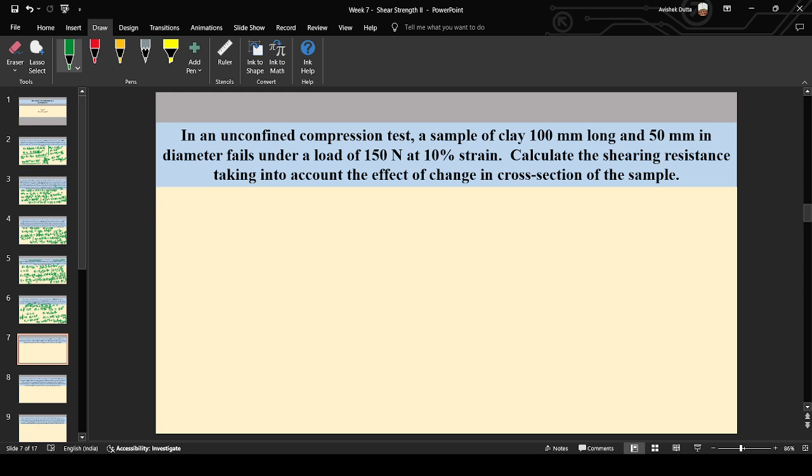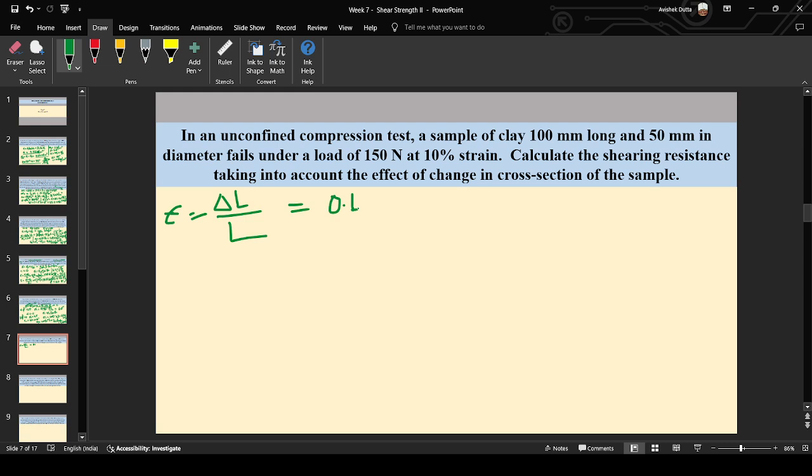In an unconfined compression test, a sample of clay 100 mm long and 50 mm in diameter fails under a load of 150 Newton at 10% strain. Calculate the shearing resistance taking into account the effect of change in cross-sectional area of the sample. Now, 10% strain. What is 10% strain? That means 10 by 100, that means 0.1. So strain, that is axial strain, equals del L by L equals epsilon equal to 0.1.